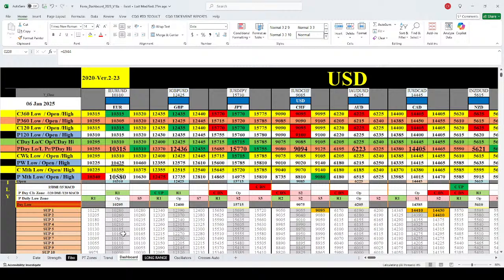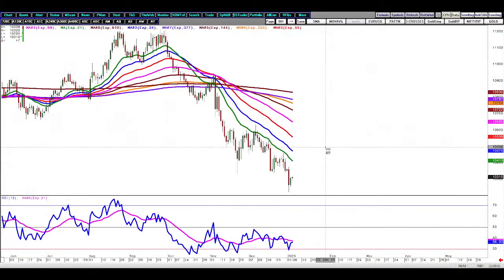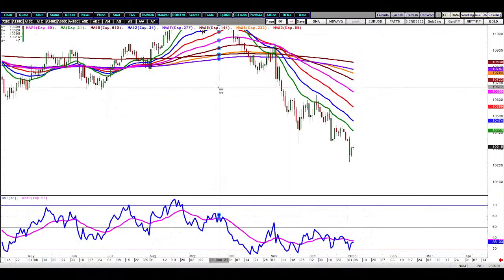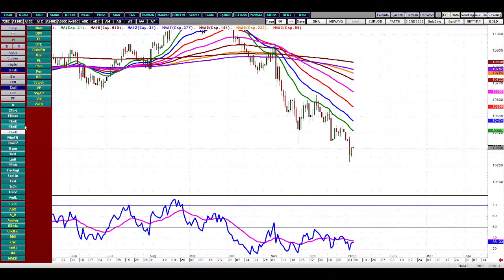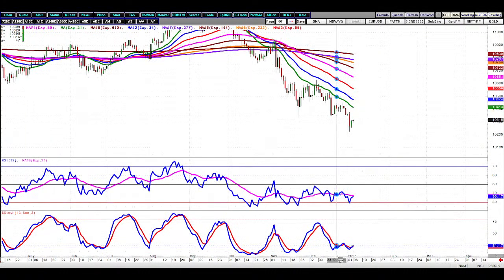Otherwise, this market will still be in a range. Okay, looking at the chart, this market is deeply oversold, and right now we are seeing a divergence on the RSI, and let me see the stochastic. Okay, stochastic is also showing some divergence, and we are expecting some pullback.